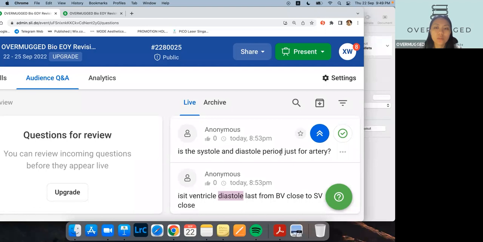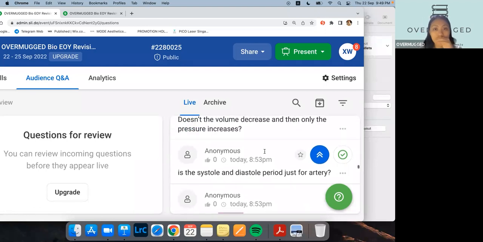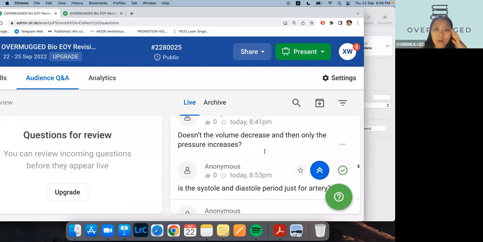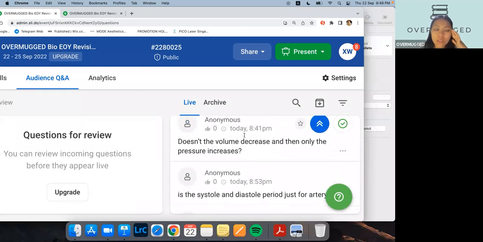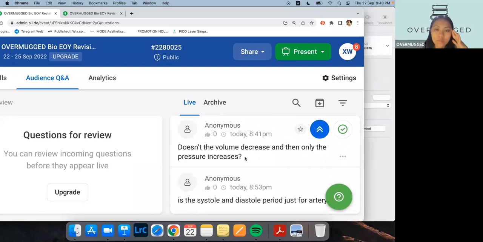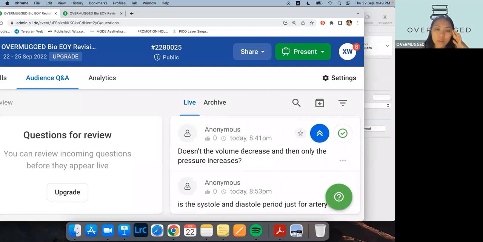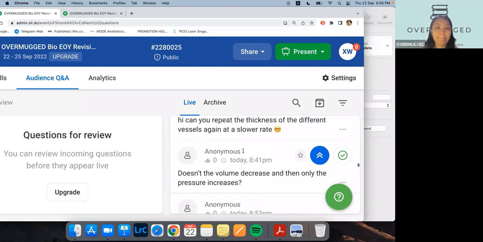Systole and diastole just for artery? I don't get this question. Can you rephrase this question? This is referring to your lung pressure and volume. We're talking about a different thing now. Now we're talking about blood volume and blood pressure, not volume of the lung capacity and the air pressure.